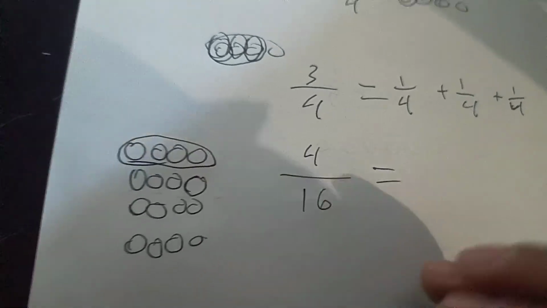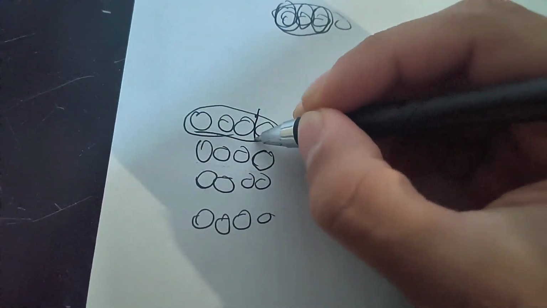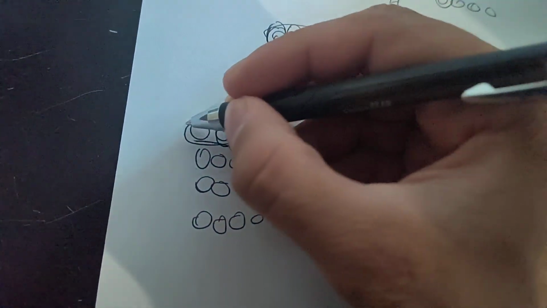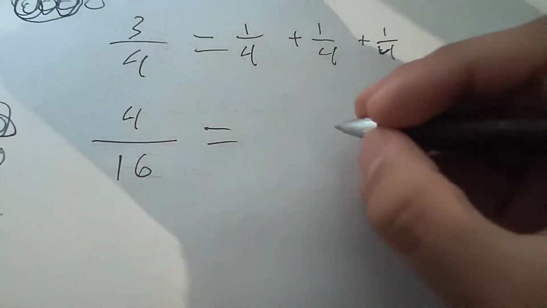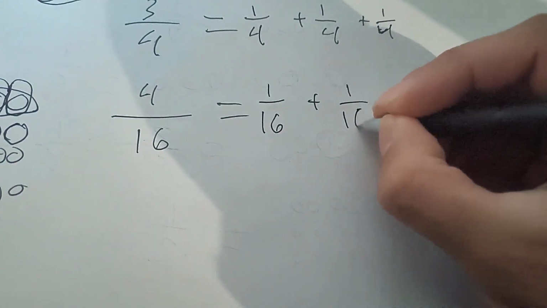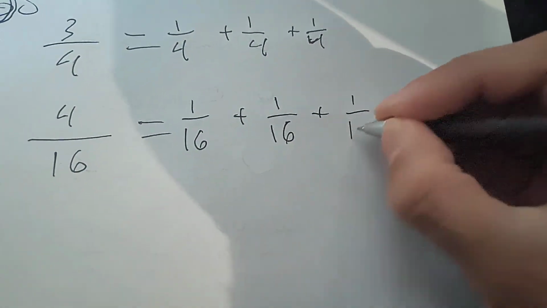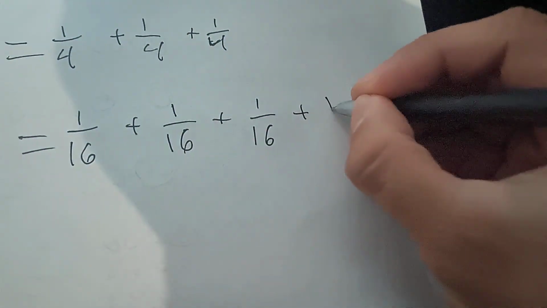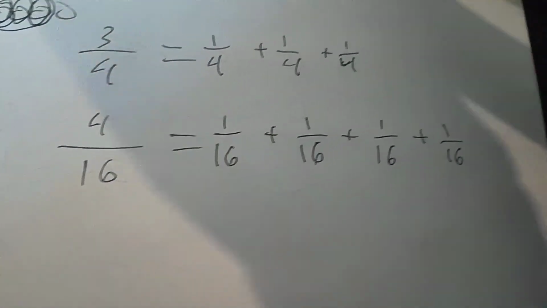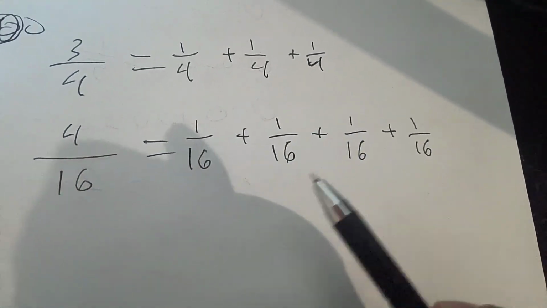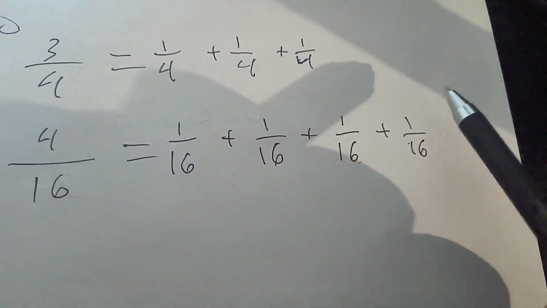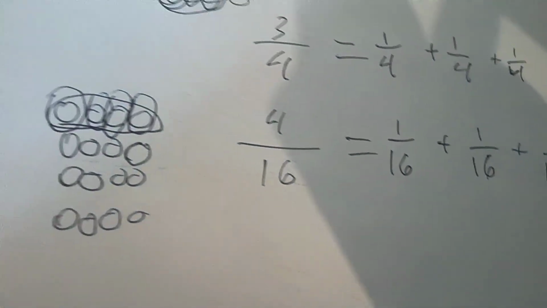And you do it like this. You could also say that you have 1 out of 16 plus another 1 out of 16 plus another 1 out of 16 plus another 1 out of 16. And you just add the numerators. Whenever you add a fraction, you just add the numerators. If the denominators are equal to each other, then you just keep them the same. So you just add 1 plus 1 plus 1 plus 1, which is equal to 4 over 16.